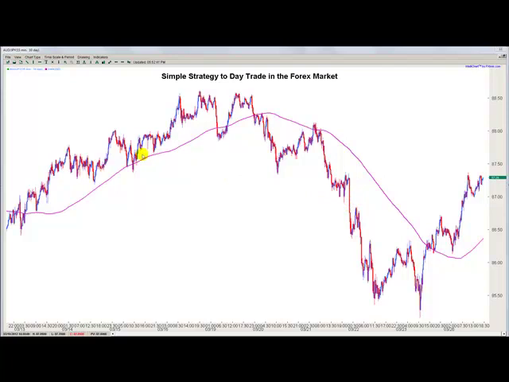Now, as far as your initial protective stops, for instance when you're buying here, you can always put your stop below an old low, which is sufficient. When you're shorting, on your first bounce off of that, you can put your stop a little above the last old high there as well, which is sufficient also. So this is a very simple way to day trade the Forex market on the 15-minute chart with the 200 period simple moving average.